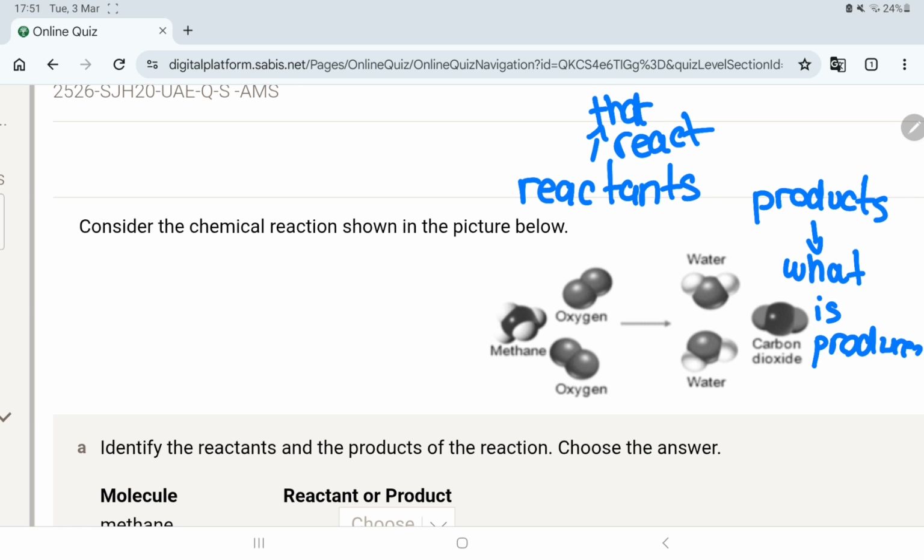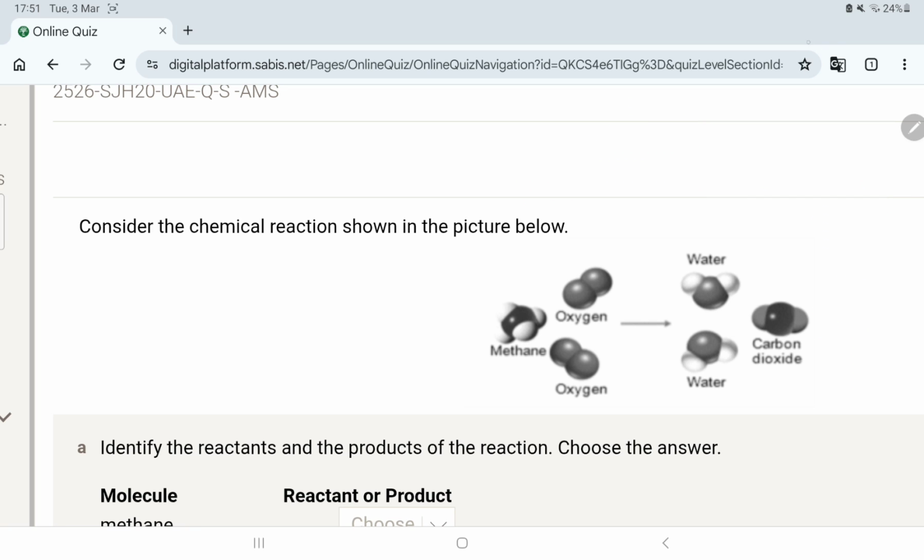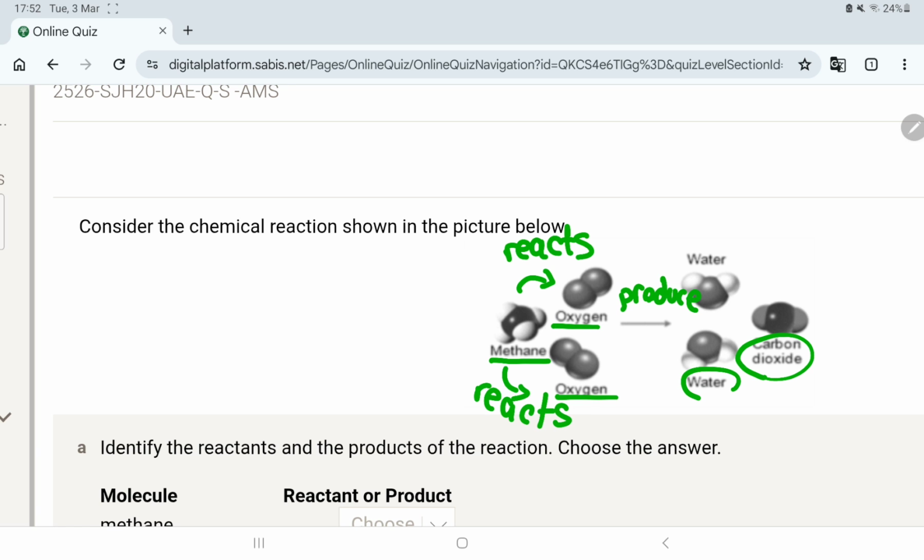So now we're gonna bring those together as a sentence. Methane reacts with oxygen to produce carbon dioxide and water. So, what are the reactants? What reacts with what? Methane reacts with oxygen. So those two are the reactants.